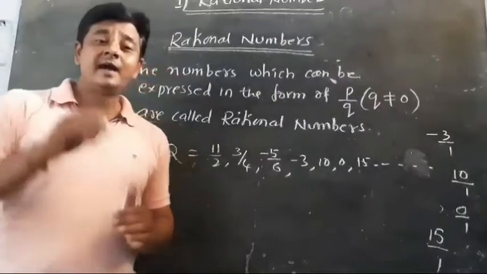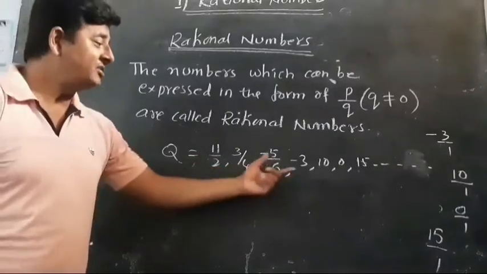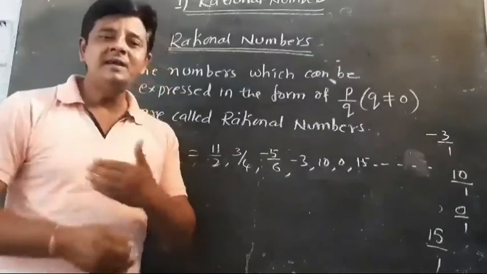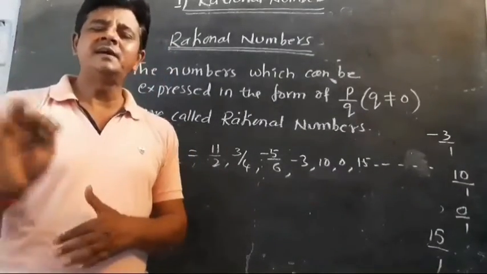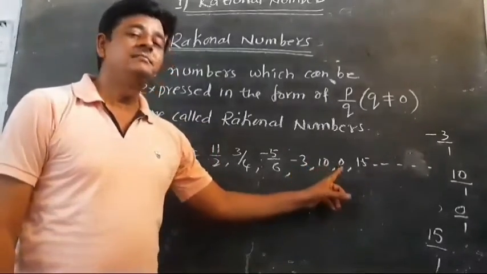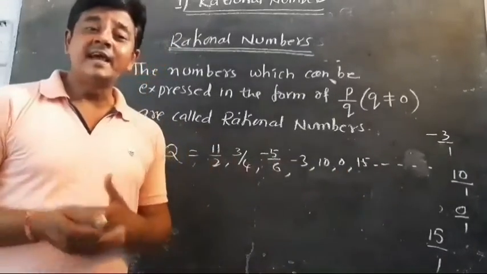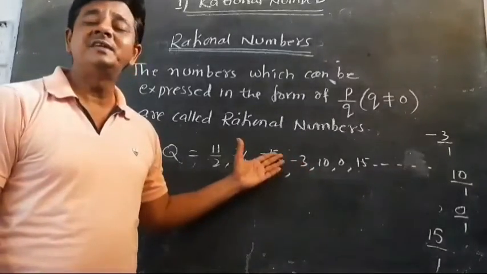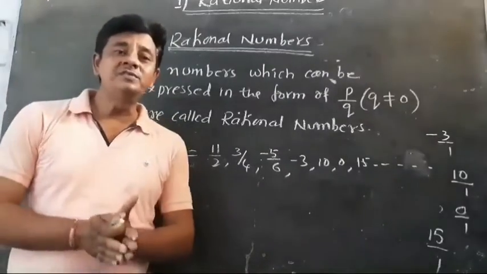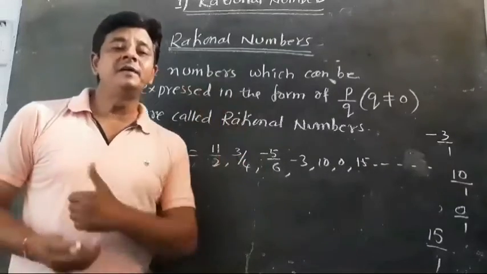Now you understand natural numbers, whole numbers, integers, rational numbers. In the rational numbers, all the numbers are included. Natural numbers are there: 1, 2, 3, 4, etc. Whole numbers, 0 is also there. In the rational numbers, 0 is also there. And integers, negative numbers are also there, minus 3 or minus 5 by 6, and so on. So rational numbers include all the sets of numbers.